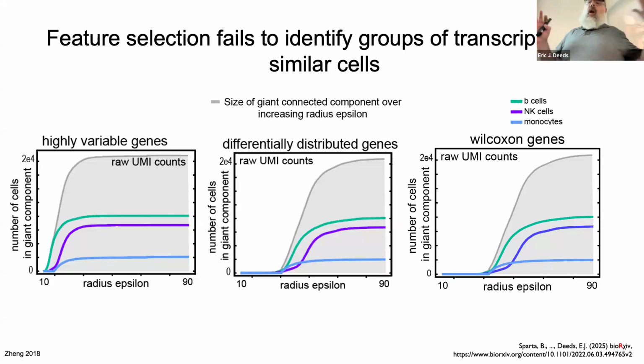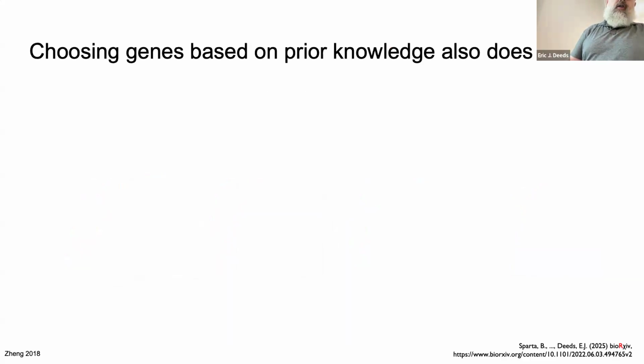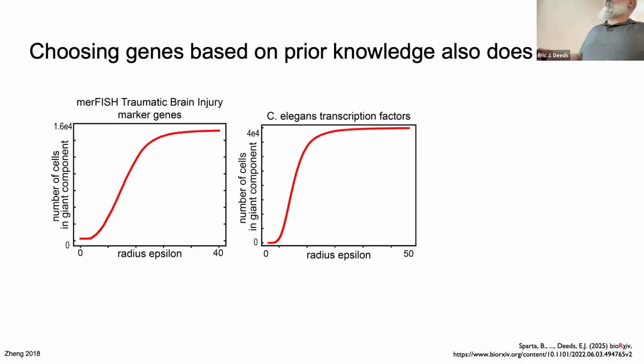I'm glossing over the hundreds of panels of data that we've looked at for various types of selection approaches. We've tried this in every single data set. We've tried a variety of different tools that people have generated for doing this feature selection, and it doesn't change anything at all. So choosing genes even on the basis of prior knowledge doesn't work.